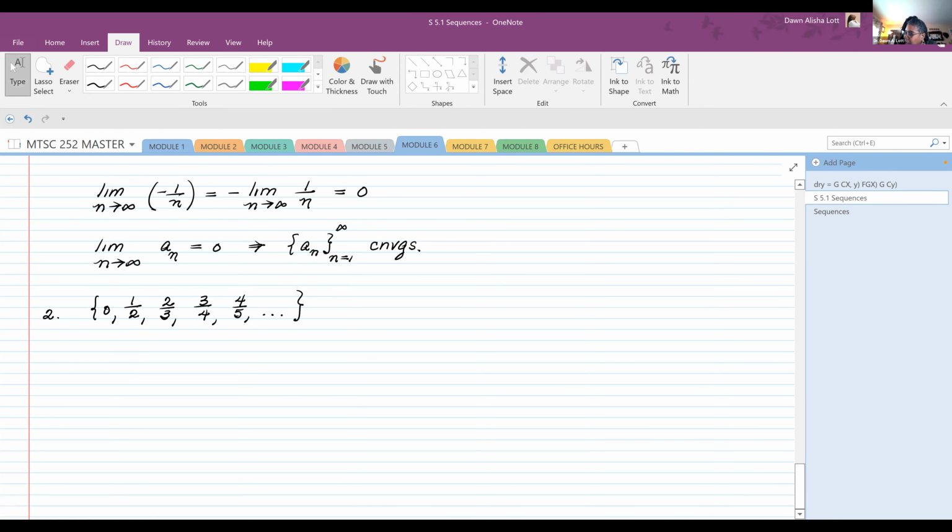So now I have A1 is 0. A2 is 1 over 2. A3 is 2 over 3. A4 is 3 over 4. So if I go back to the first one and put a 1 there, it looks to me like here's A1, 1's in the denominator. Here's A2, 2's in the denominator. Here's A3, 3's in the denominator. Here's A4, 4's in the denominator. So that gives me an idea.